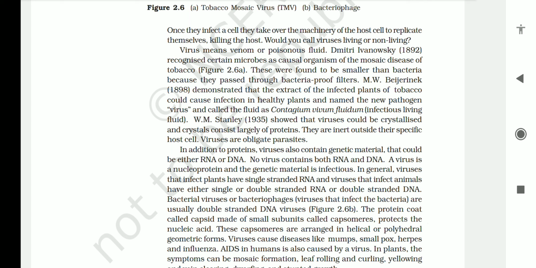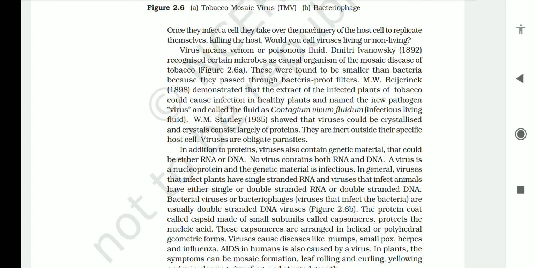M.W. Beijerinck in 1898 demonstrated that the extract of the infected plants of tobacco could cause infection in healthy plants and named the new pathogen virus, and called the fluid Contagium vivum fluidum, that is, infectious living fluid. W.M. Stanley in 1935 showed that viruses could be crystallized and the crystals consist largely of proteins. They are inert outside their specific host cell.